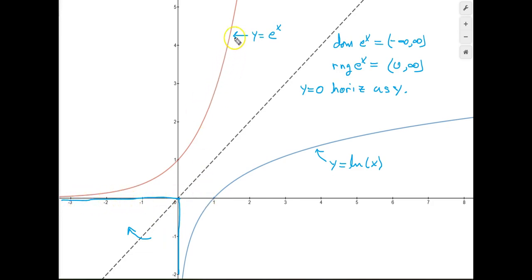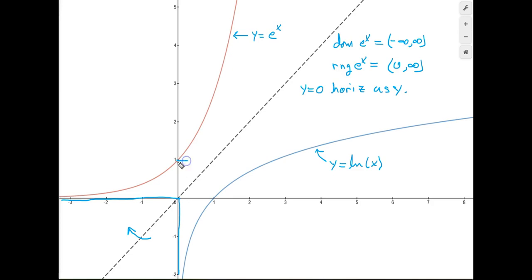Also notice the exponential function grows very rapidly as x goes to infinity. And that is because the natural logarithm function grows so slowly. So since the ln grows very slowly as x goes to infinity, e to the x will actually grow very rapidly.